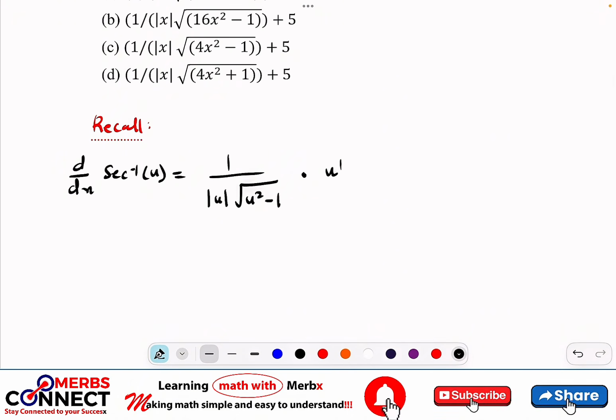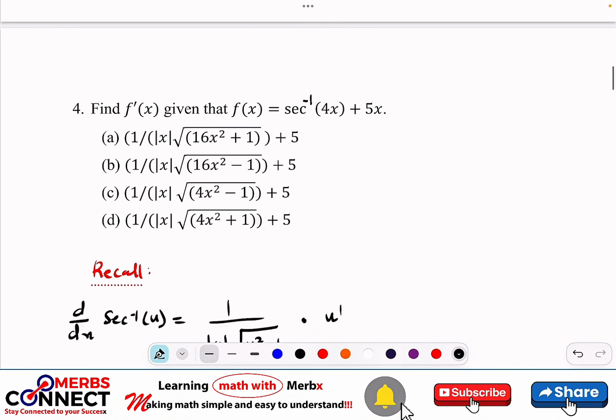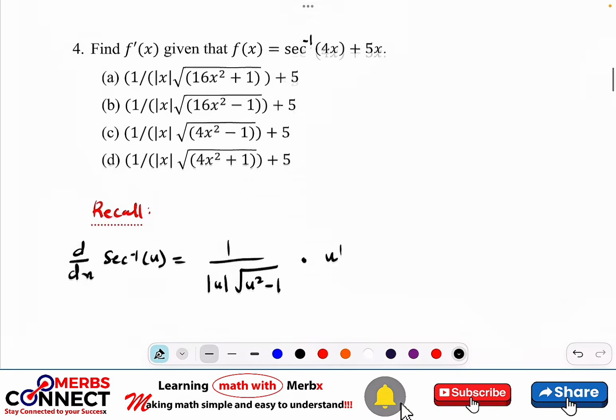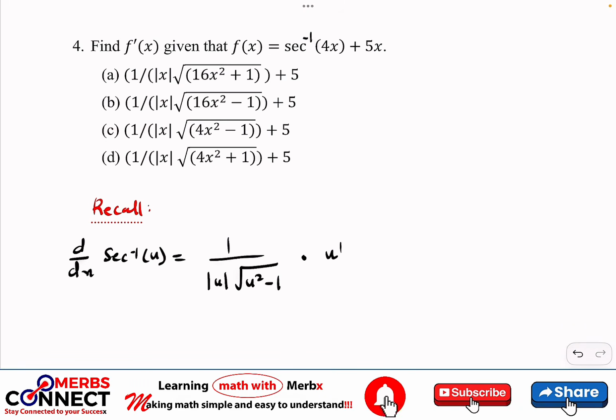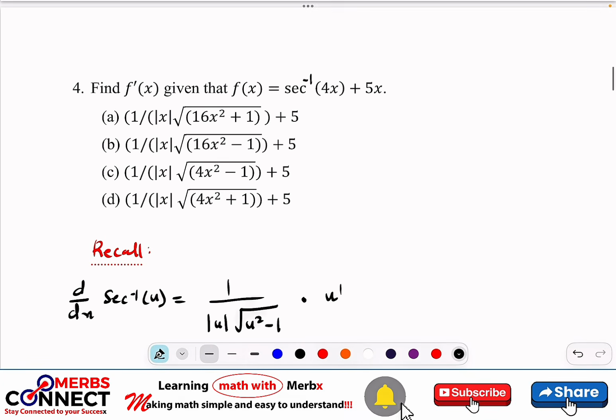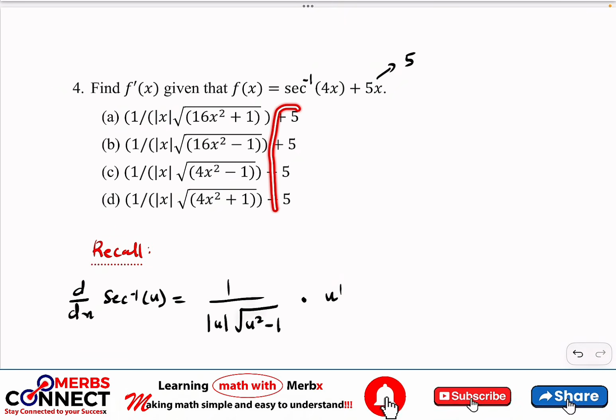If we are able to recall this, then this becomes very easy, right? Now this is the sum rule. I mean, we are adding it. So we can take the derivative of this separately and the derivative of this separately, then we add. But we know that when we differentiate this, it is going to give us 5. So all of them are having plus 5, which is true. The only thing that we need to do here is to check for this one.